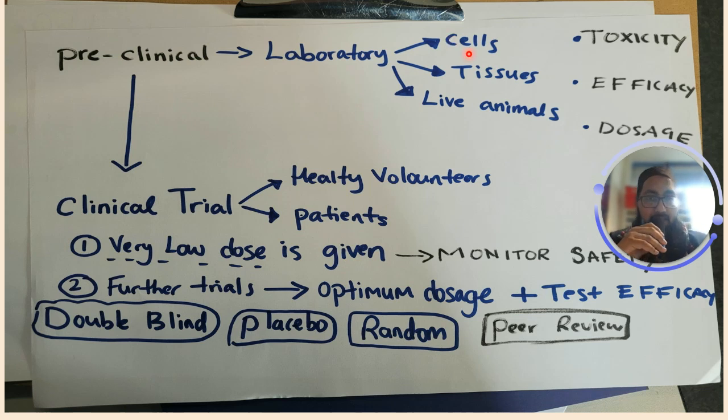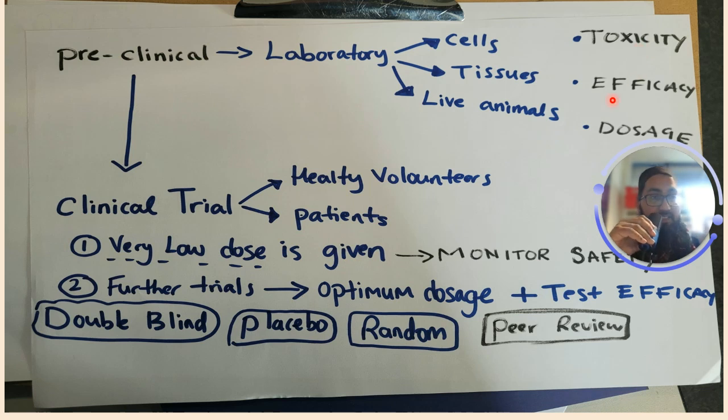Now, we are testing on these three things in a lab to test for toxicity, efficacy, and dosage. Mentioning all three of them gives you another 1 mark. Now, you can have a separate question: what is toxicity, what is efficacy, and dosage? Let's quickly go through that. Toxicity means how harmful this new medication, this new drug is, and does it have any side effects. So toxicity means how harmful it is.